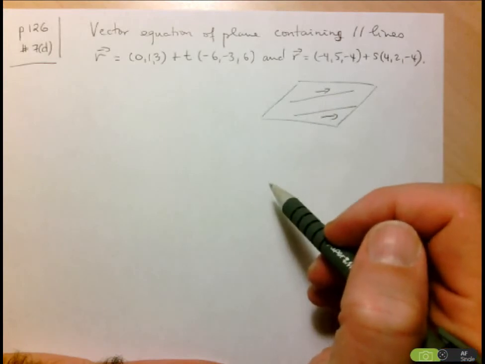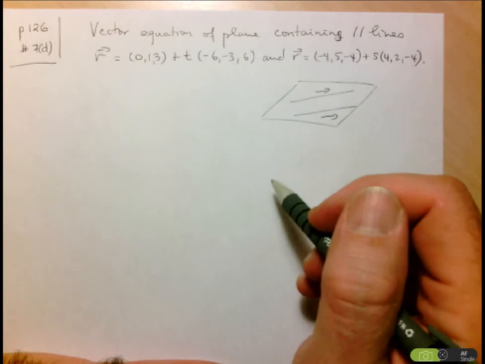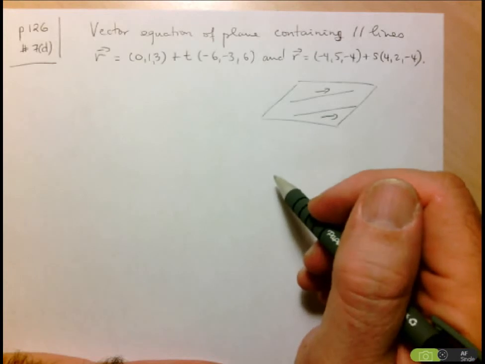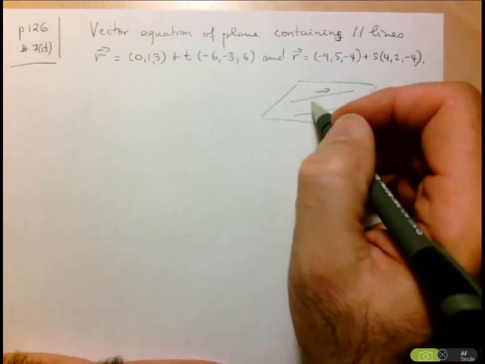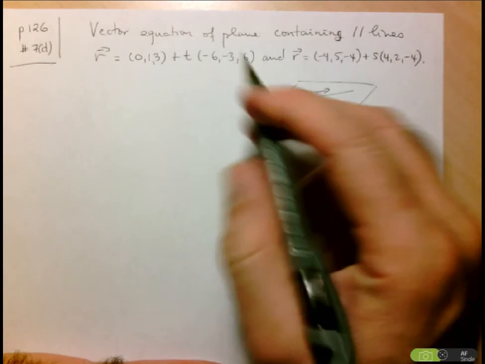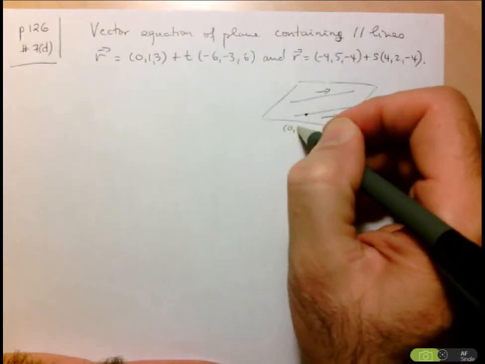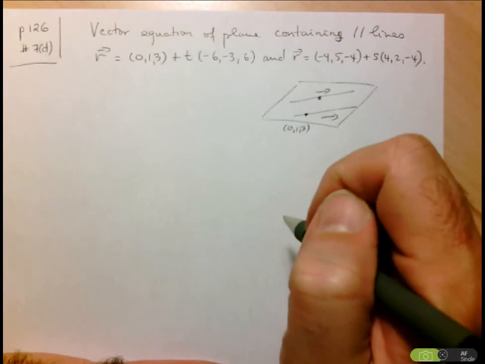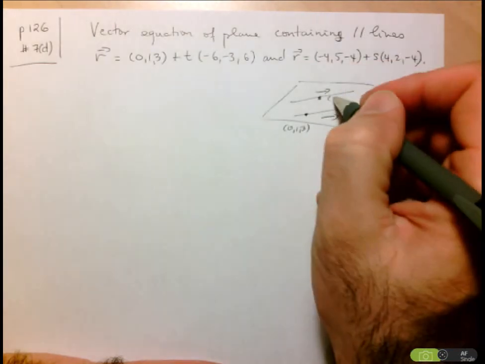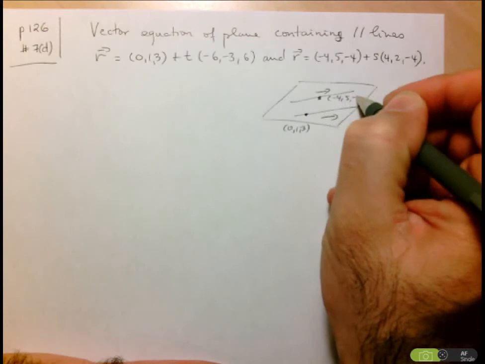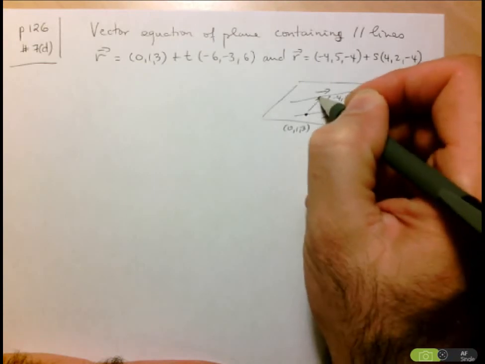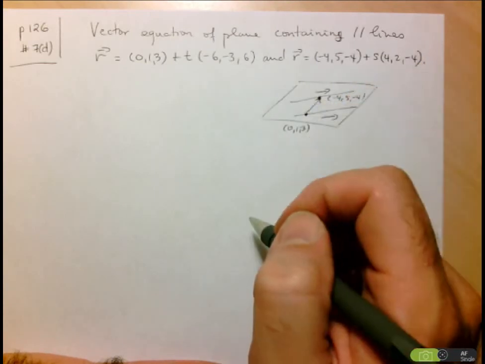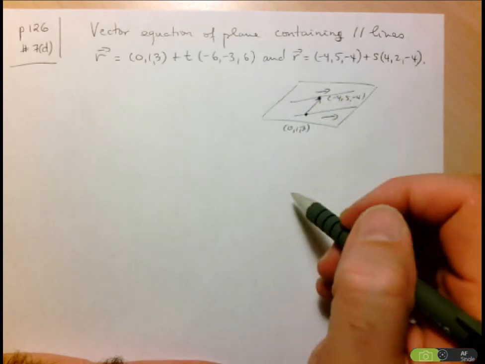I could definitely take one of these as a direction vector, but we're going to have to create another direction vector. If I take a point on one line, say 0, 1, 3, and I connect it to a point on the other line, say -4, 5, -4, I can create a vector which is not parallel to either of these lines.